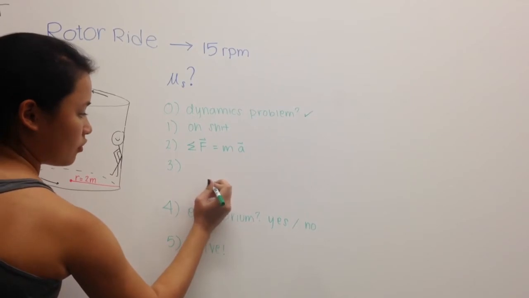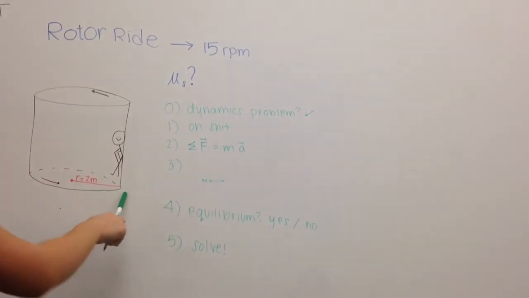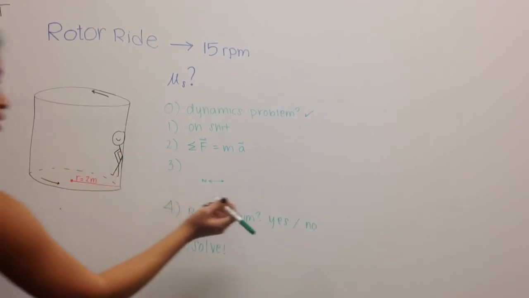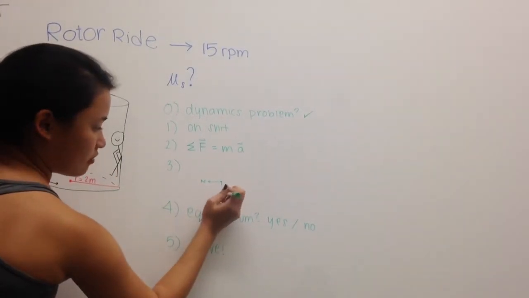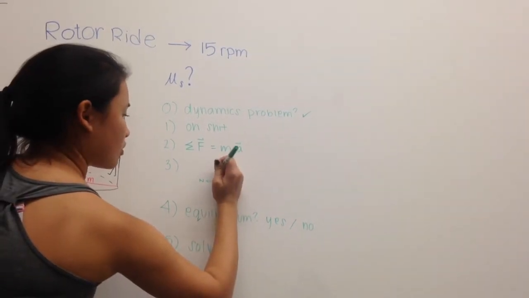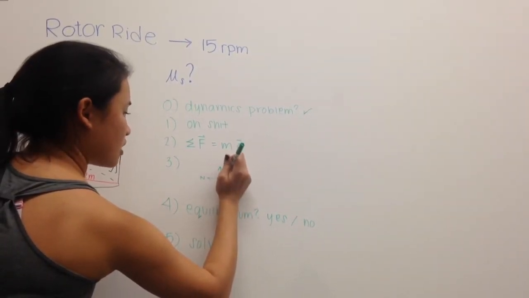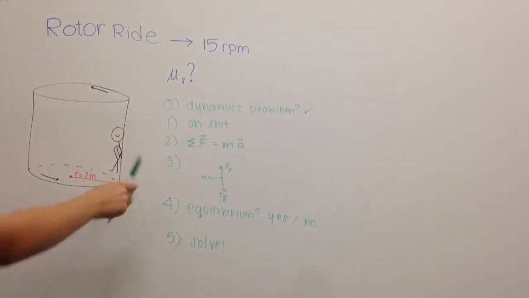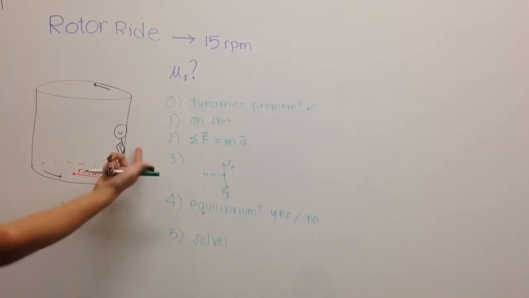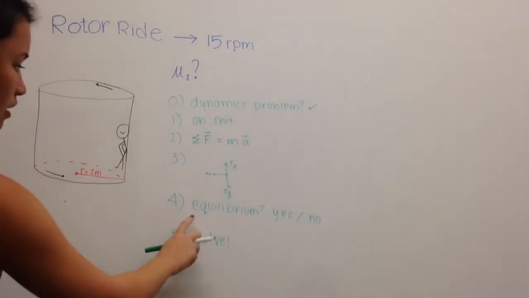So you have your normal force acting in this direction because he is up against the rotor ride, and so it's pushing on him. And then we have the force of gravity acting downwards. And we have the force of friction, static friction, acting up because he's not on the bottom of the rotor ride, so there has to be some force acting up, pushing him up.